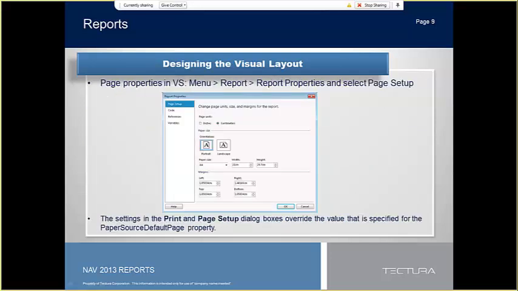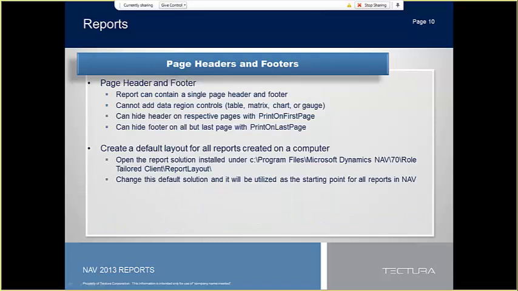Page setup is controlled in Visual Studio. Go to Visual Studio, Menu, Report Properties, and select Page Setup. Any properties defined here will override any information defined in the NAV report properties. Report headers and footers can only utilize single data controls. No data regions are allowed. You can hide the header on all but the first page with a print on first page property. Hide the footer on all but the last page with a print on last page property.